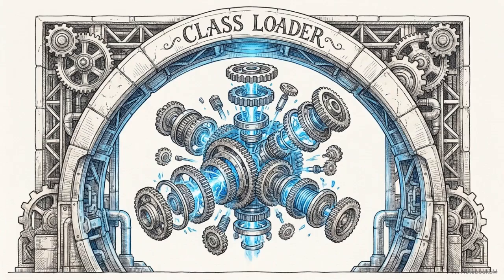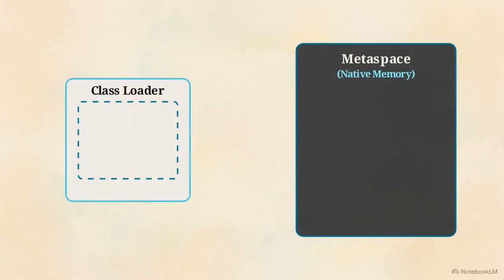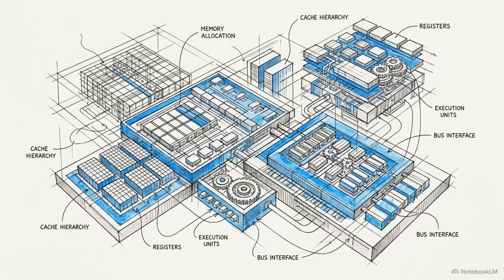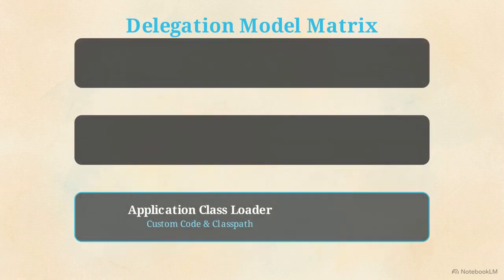The first boundary is the entry gateway, the Class Loader Subsystem. This component reads compiled class byte streams and constructs the native metadata footprints used by the engine. This progression begins with Phase 1, loading. The JVM resolves the binary stream representation of a class using a strict structural hierarchy known as the Delegation Model Matrix. This matrix relies on 3 distinct loaders.